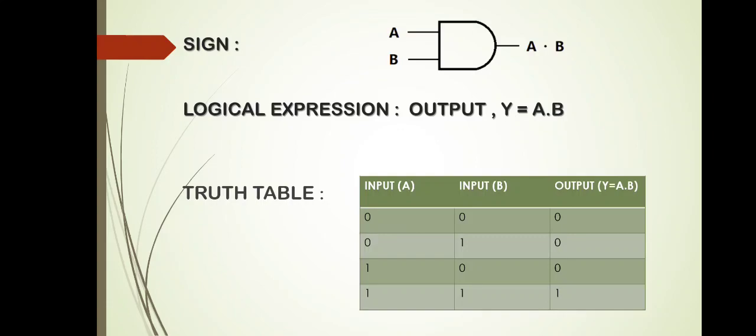Here you can see the diagram of the AND gate, and the logical expression explains y is equal to a dot b, where y is the output. And the truth table defines that if at least one 0 is present in the input bits, the output will be 0 anytime.